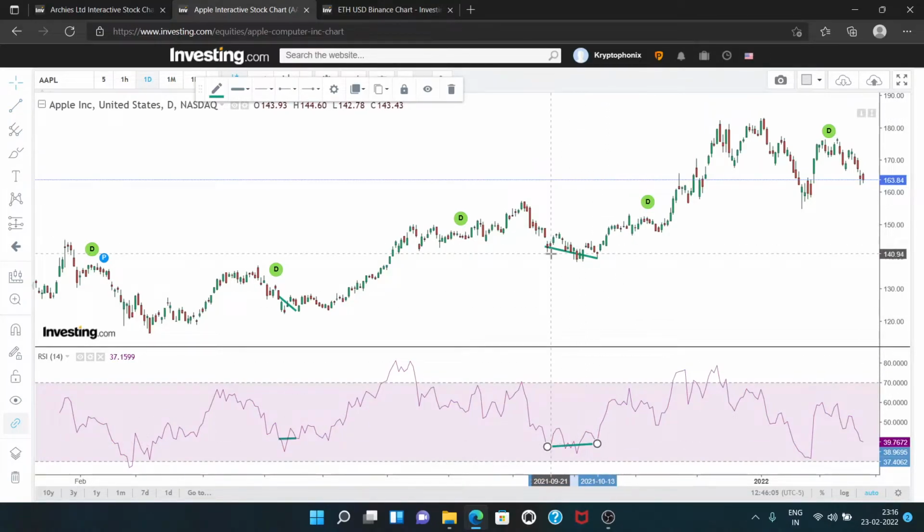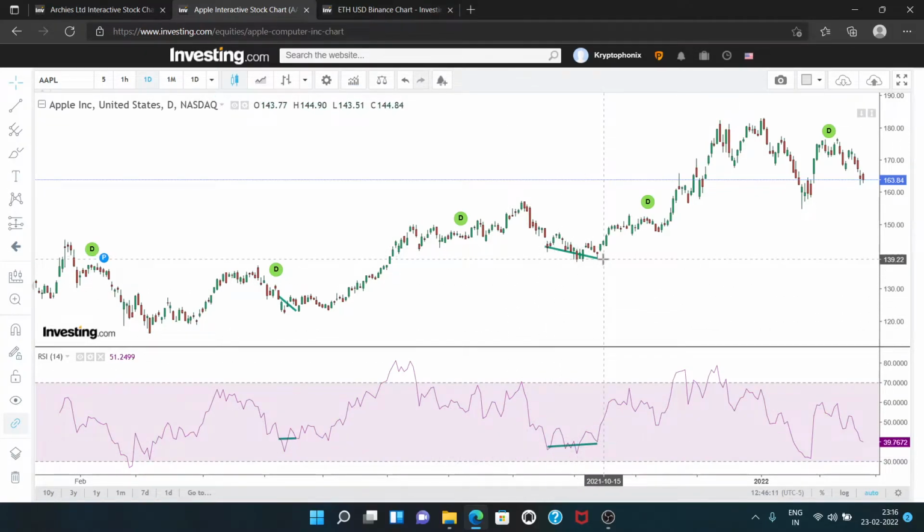But the RSI corresponding to these points has not decreased, rather it has increased. The price is decreasing, but the RSI is increasing. This again is an example of bullish divergence. If we see here, the price is falling, but the RSI is increasing. This again implies a bullish divergence. As a result, the stock rallied.